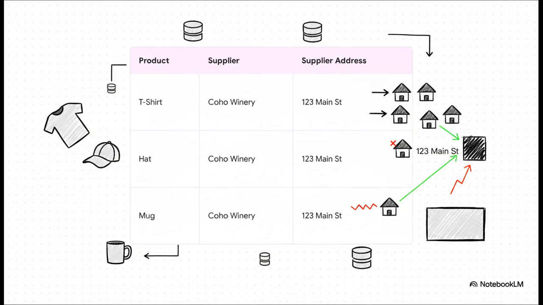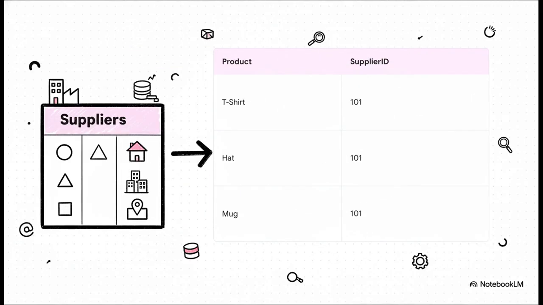Okay, so for example, take a look at this table. If you're listing the supplier's name and address next to every single product they provide, you might be repeating that supplier's address hundreds of times. Now, what happens if they move? If you change the address in one place but miss another, congrats, your data is now officially corrupt. The elegant solution is to split the information by its core subject. You create one table just for products and a completely separate table just for suppliers.